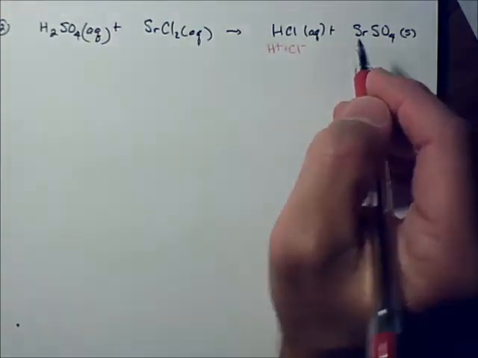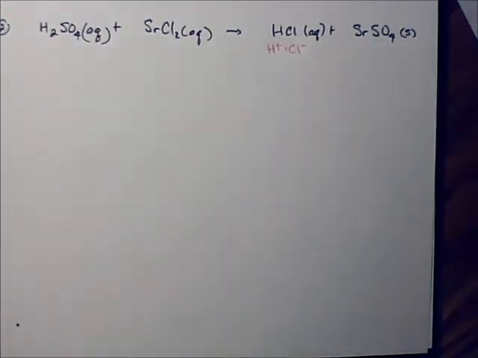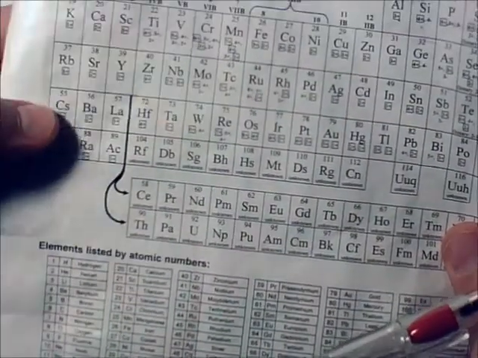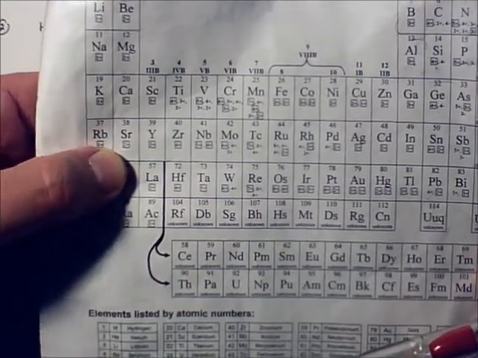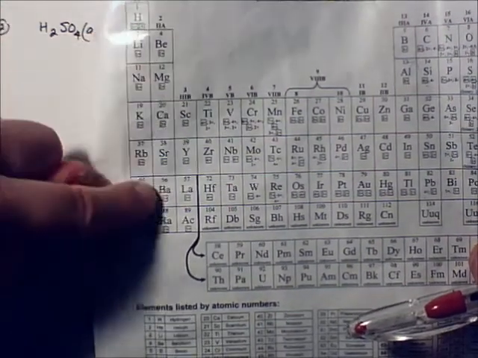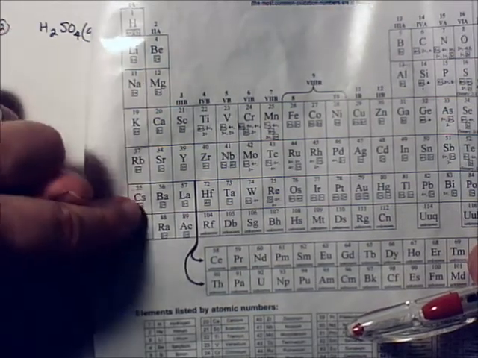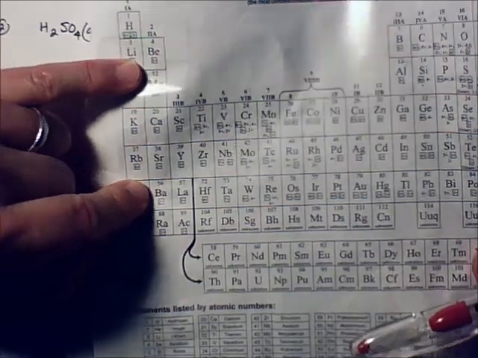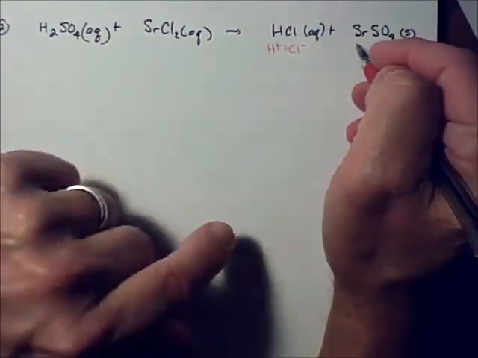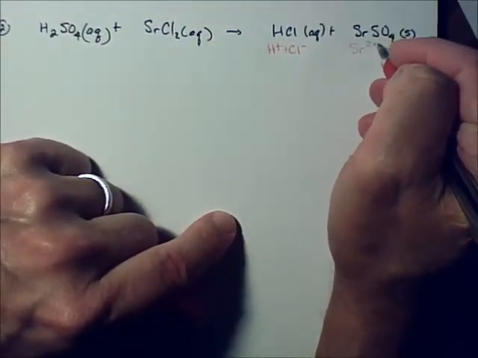Strontium has a 2 plus charge. You look on the periodic table that I give you, in this class anyway, it has all the oxidation numbers. You see strontium has only one kind of oxidation number, 2 plus. In fact, every element in column 2, the alkaline earth metals, all have a 2 plus charge when they're bonded in a compound. Okay? So it has a 2 plus charge.